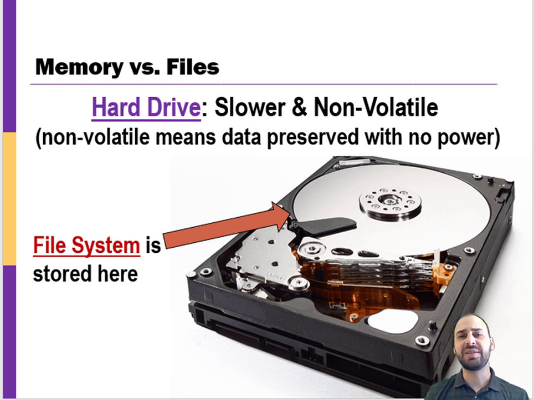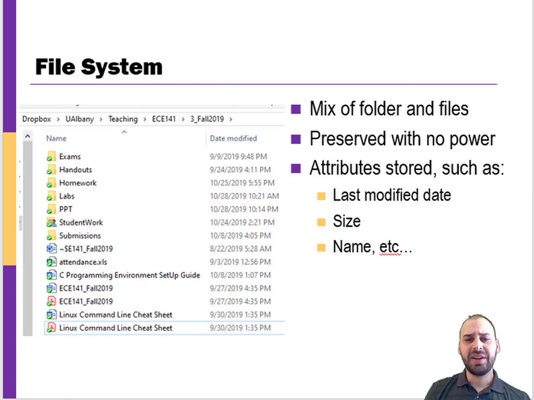That's where the file system is. The file system is being stored on the hard drive, in this slower, non-volatile storage. All right, so your file system is what you're seeing when you're using a file explorer, moving around, navigating between folders and files, stuff that everybody's familiar with doing, right?